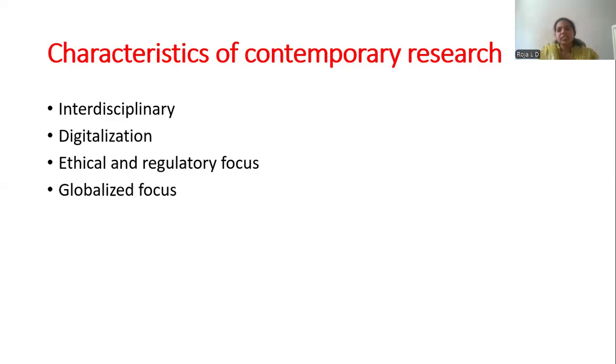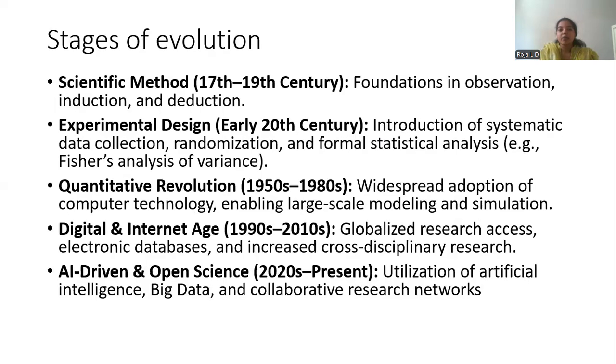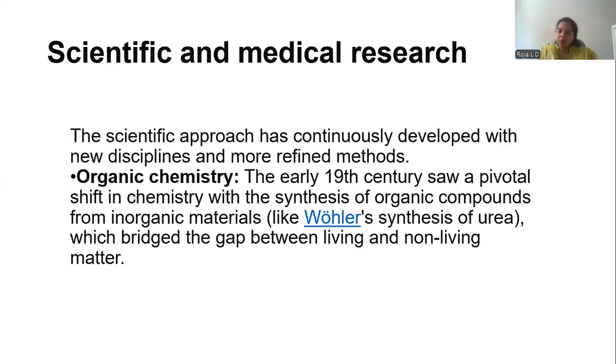I hope it is a very simple topic. Characteristics of contemporary research and how this research evolved in stages of research: scientific method, experimental design, quantitative evaluation, digital and internet age, AI driven, and open science. You may get just 5 marks on this particular chapter. One question they may ask is on contemporary research, and the second is to identify the evidences of research in Ayurveda. Among these two, one question will be asked. So I hope you are clear with this particular topic.